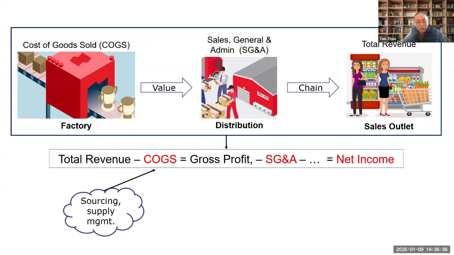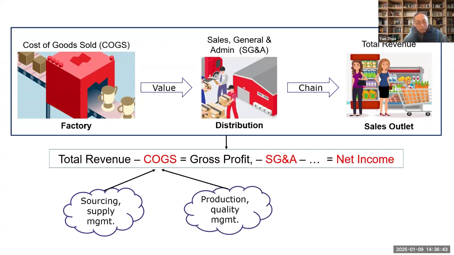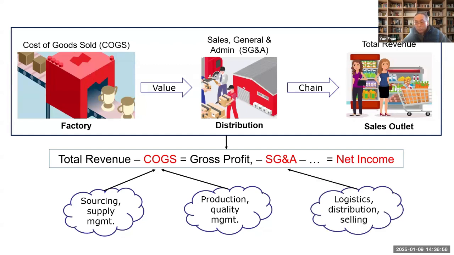Because what affects the cost of goods sold? It's sourcing, supply management. It's an important function of supply chain management. And of course, production, quality management. That's another important functional area in supply chain operations. And for SG&A, what affects SG&A? That's logistics, distribution, including transportation, inventories, and so on, and selling. From this picture, you can see how operations and supply chain directly affect the cost components.